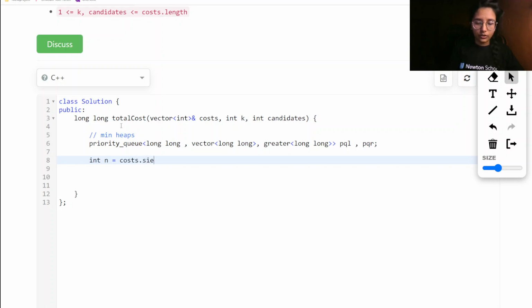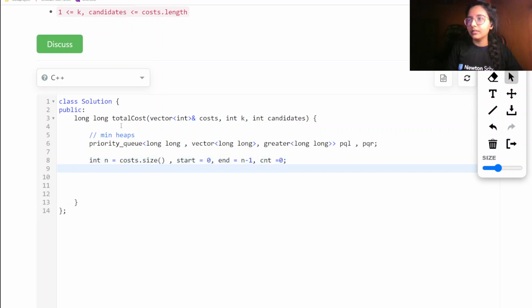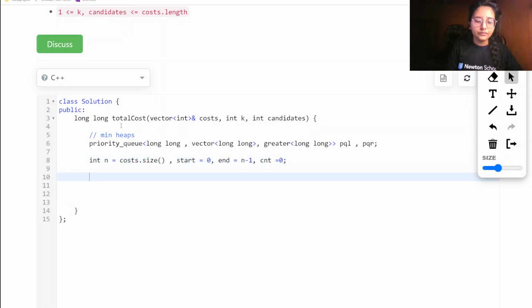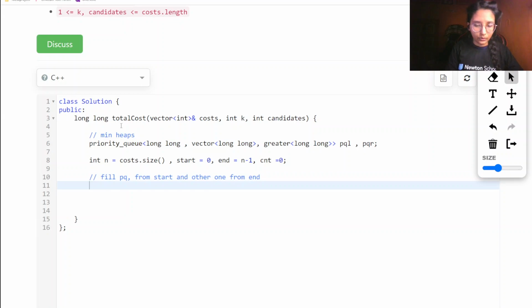So it would be cost.size, and then we will be going ahead with start equal to 0, end equals to n minus 1, and then count, and this count will help us to eradicate the duplicate elements. So now we are going to fill priority queues, one from start and the other one from end. So this is how we will be going ahead.